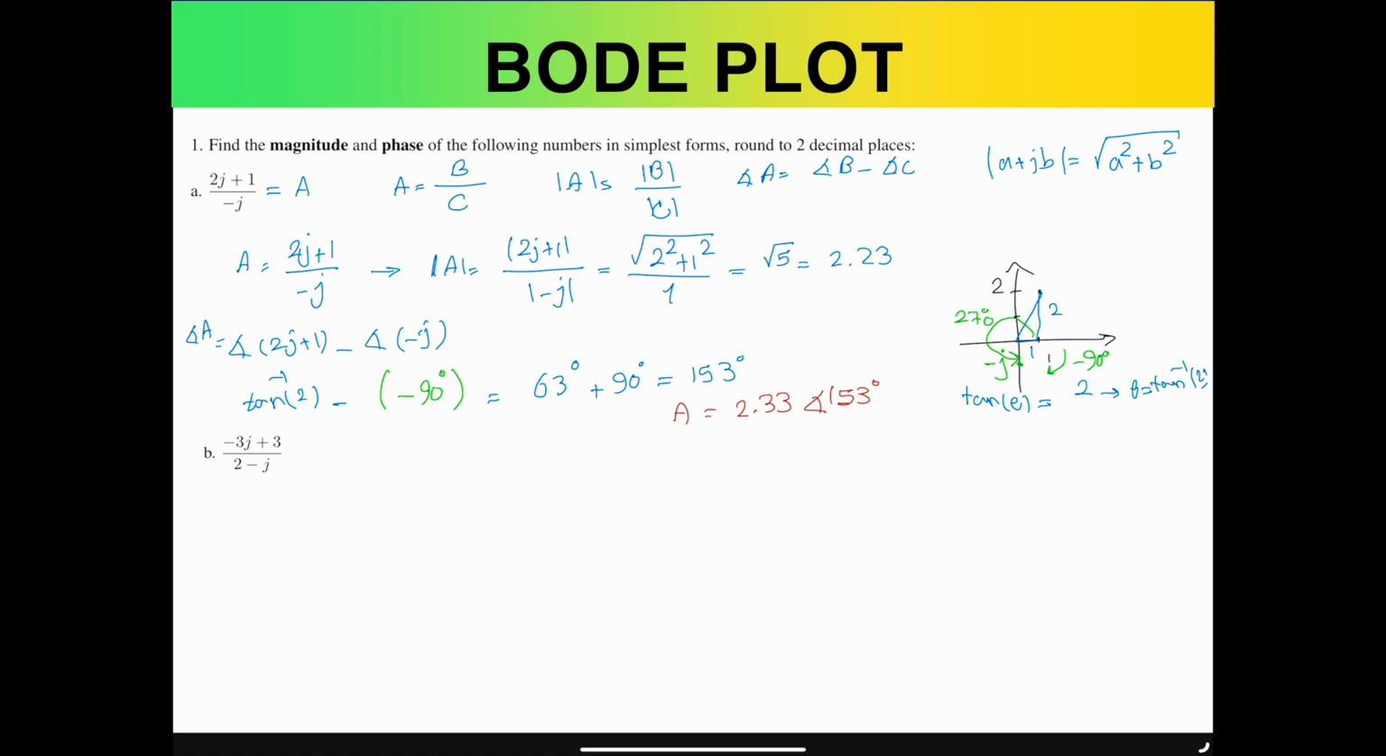The second part of the question has a little bit more complex magnitude and phase format. So let's get started with that. Imagine again, we're going to have that as A.